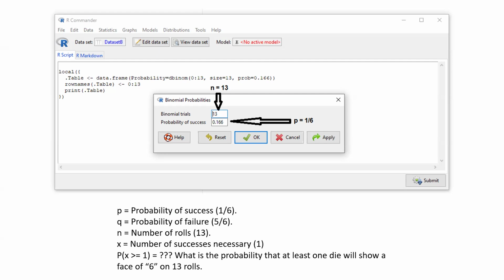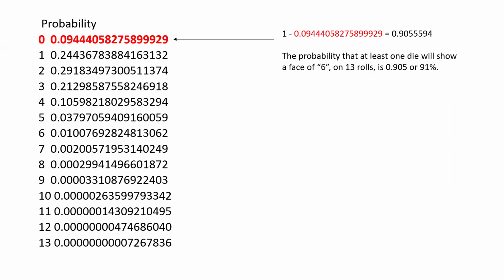So what is the probability that at least one die will show a face of 6? At least one. So this is a little tricky. For this, we have to get the 0 value, and from that value, we subtract that value from the number 1. So 1 minus the 0th value in the list of elements here. 1 minus this value here, 0.094440587, and so on and so forth, equals this value here.